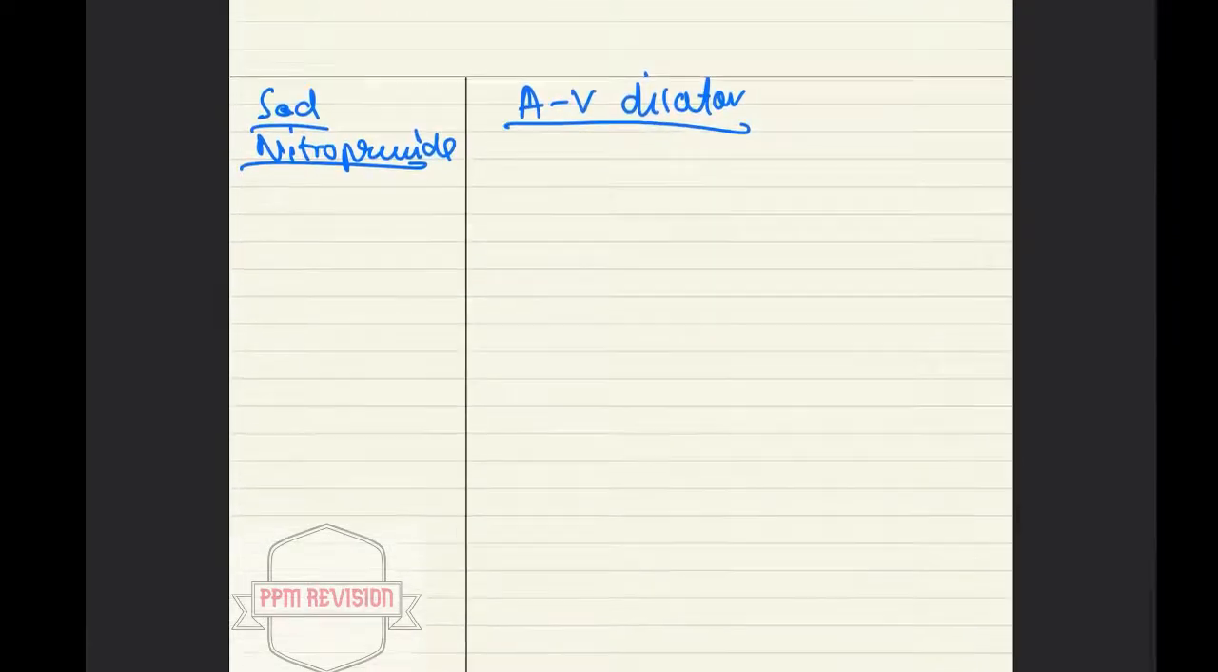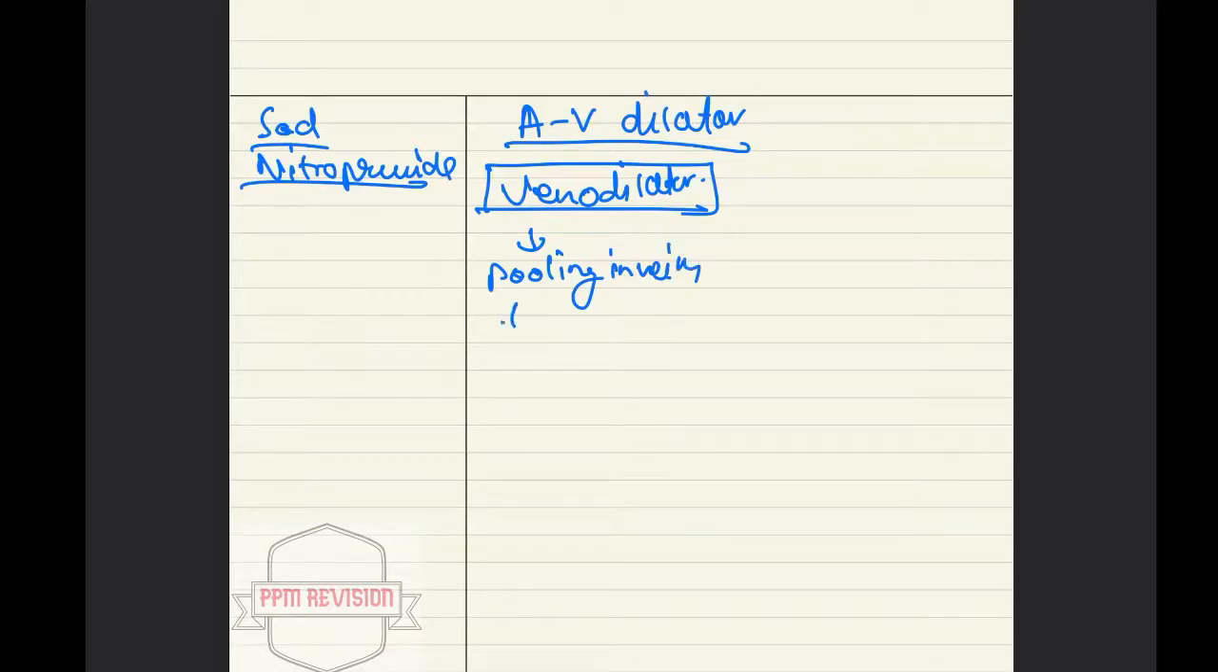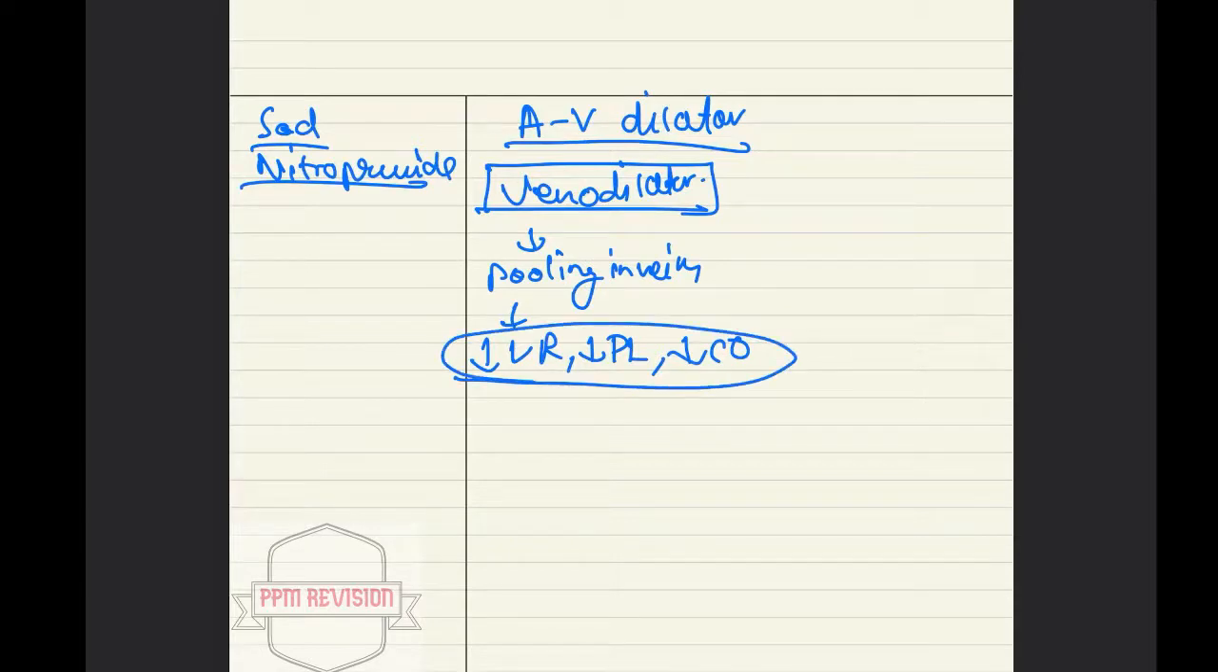As a venodilator, it results in pooling of blood in veins, and it decreases the venous return, decreases the preload, and decreases the cardiac output. So the venous return is decreased, naturally the preload is also decreased and the cardiac output is decreased, ultimately leading to decreased blood pressure.